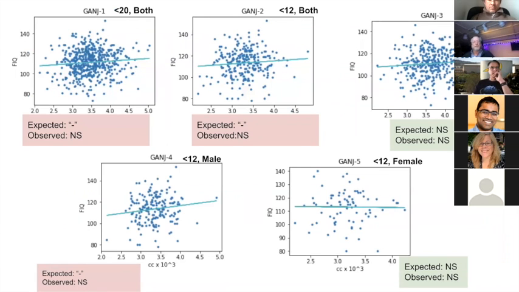Examples of these latter ones that we don't see are in the full-scale IQ and corpus callosum volume measures. We were expecting a negative correlation, and we're observing a non-significant one, both in the under 20 both genders and the under 12 both genders. We're expecting negative correlations and not seeing it. The greater than 12 both genders expected non-significance, and we confirmed the non-significance. The less than 12 males expected a negative correlation that we didn't see, and the less than 12 females expected non-significance, and we observed that non-significance.